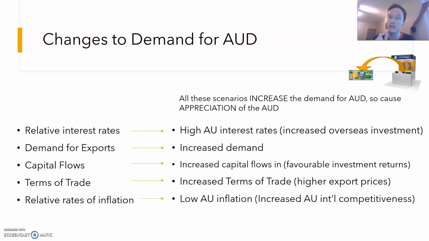And then finally, we've got relative rates of inflation. Don't mix this up with interest rates. A lot of students do this. Low Australian inflation will mean we are much more internationally competitive because we can pass on those lower costs of production into the form of lower prices, and therefore we can sell more stuff overseas.